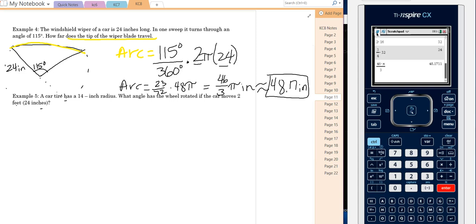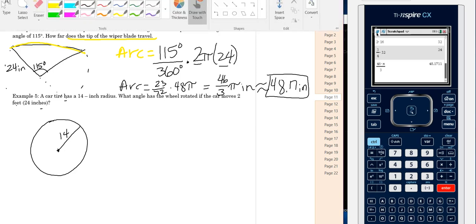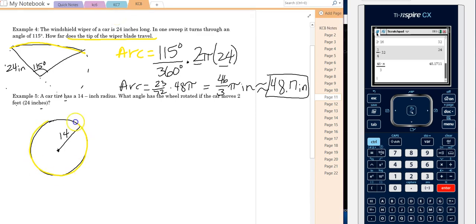Example number 5. It says a tire has a 14-inch radius. So if I draw my tire here, we know that from the center to my circle, this is 14 inches. That's my r. It says, what is the angle the wheel has rotated if the car moves 2 feet? Now, what's different is that what they gave us this time is actually what the car is rotating. Rotating means how many times it went around the circle. If it went around the circle, this 2 feet actually is my arc. This is the distance around the circle.